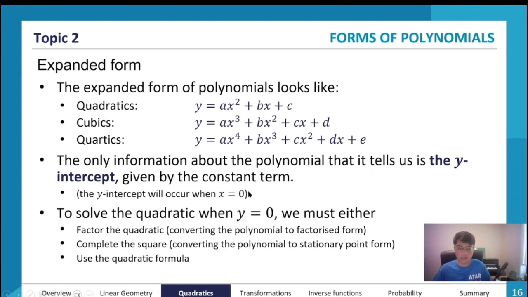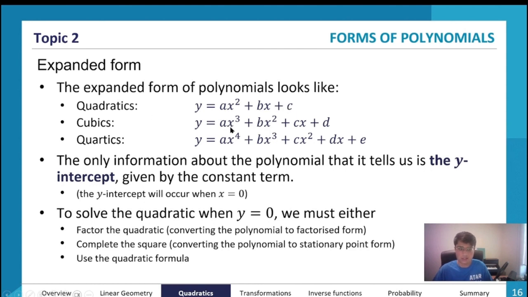Now, the reason for that is because we need to think about what happens at the y-intercept. Well, at the y-intercept, the x term is 0. So if we were to substitute x equals 0 into all of these equations, in this first case here we've got a times 0 squared, which is just 0, b times 0, which again is 0, but then we've got c left over. So y equals c, that's going to be our y-intercept.